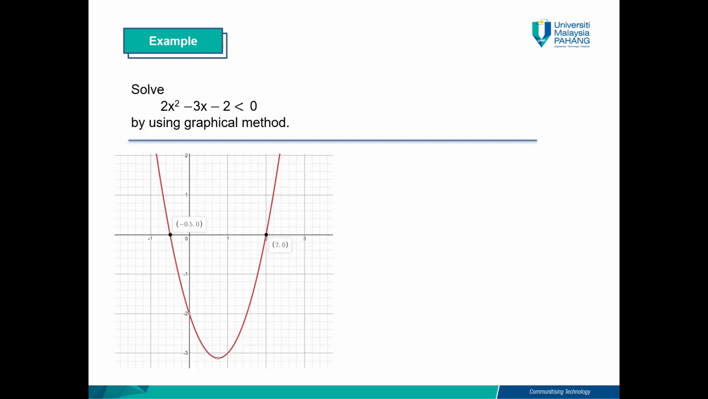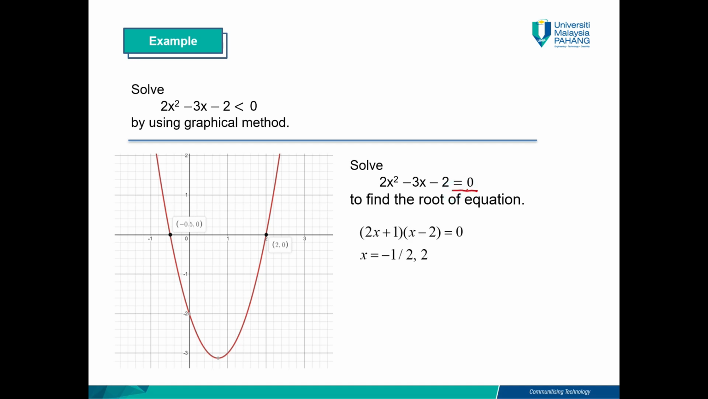Alright, the next example, 2x squared minus 3x minus 2 less than 0. We do the same thing. We change the inequality symbol to an equal sign for a simpler representation to find the roots of the equation. By using the factorization method, we have minus half and 2. So these are the roots of the equation. Note down on your axis minus half and 2, and then just draw a smile graph because we are having a positive x squared.